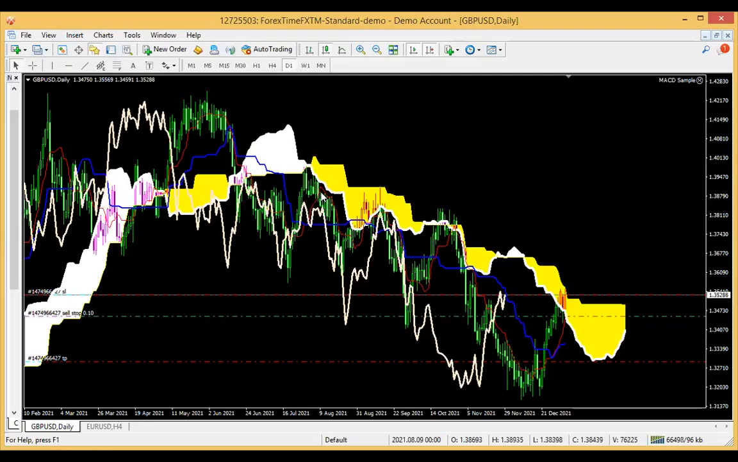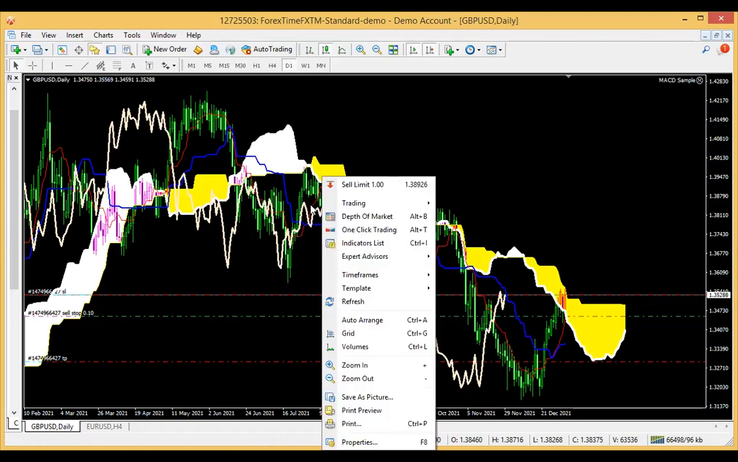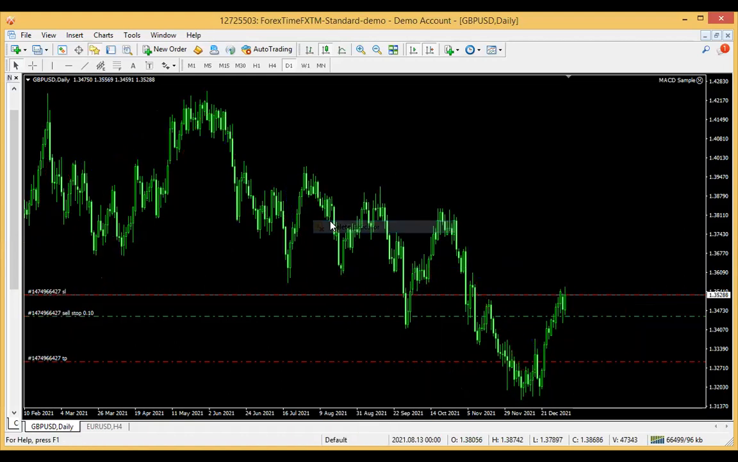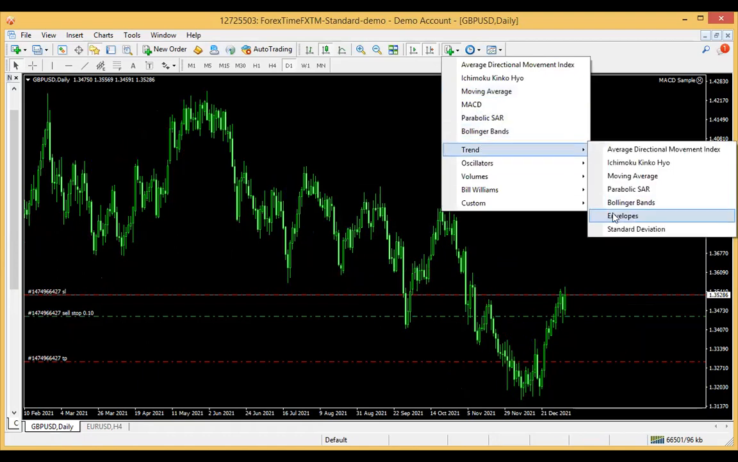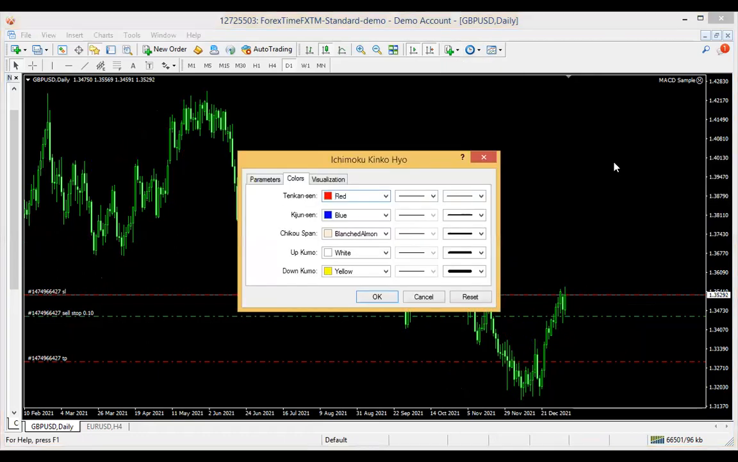Before then, let me delete the Ichimoku so that we will insert it back. Now, you see, when I want to insert my Ichimoku, I go to trend. Under trend, I will find Ichimoku. This is Ichimoku. Okay, this parameter should be the same.